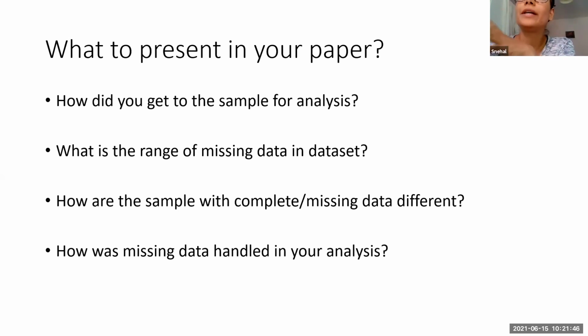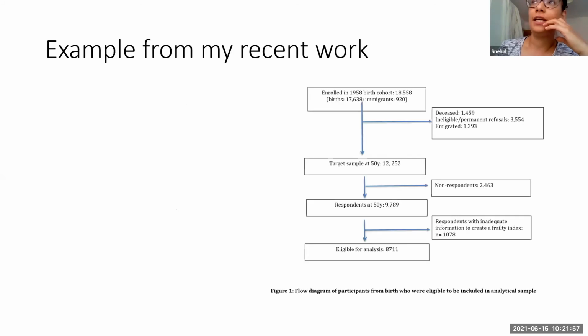And this sounds like quite a lot to put into your paper, and your paper only has like 3,000 words. And so you don't want to spend all those 3,000 words talking about missing data. And so the way to get around that is to use figures. Figures are the best things in the world, guys. So this is an example of some work that I've recently done where we used a figure to explain how we went from 19,000 people in the biggest sample for analysis, and we ended up with 9,000 people, okay?